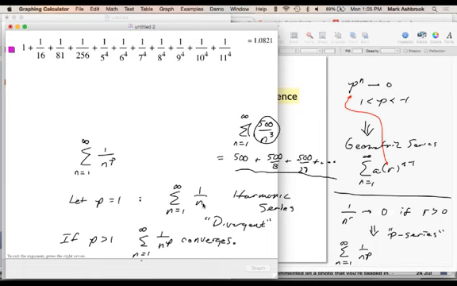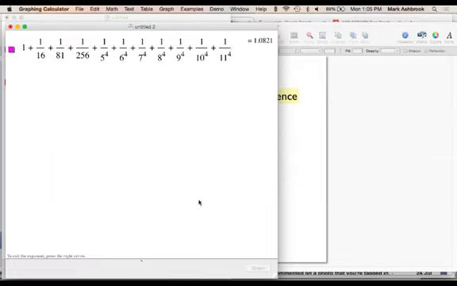1 over n to the 1/2? Oh, greater. Greater. So you have a harmonic series, and now you have one where every one of those terms is greater than the terms of the harmonic series. So what would happen? Divergence. Yeah, and this is an important concept. This is called the comparison test. So I think that's next.